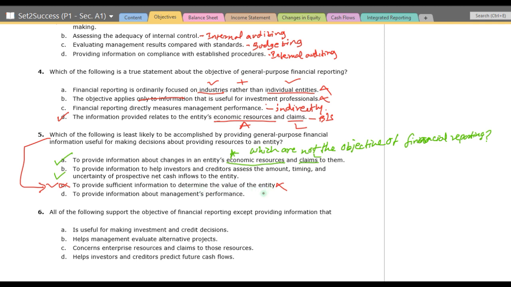We cannot determine the value of the entity because the entity's performance is affected by many factors other than management. We have external factors as well, we report using historical concepts, and we use certain estimates and judgments. That's why we cannot find the value of the entity.